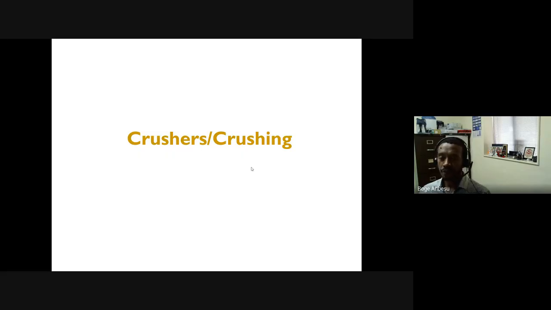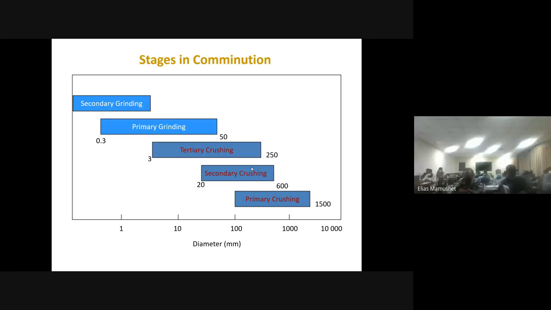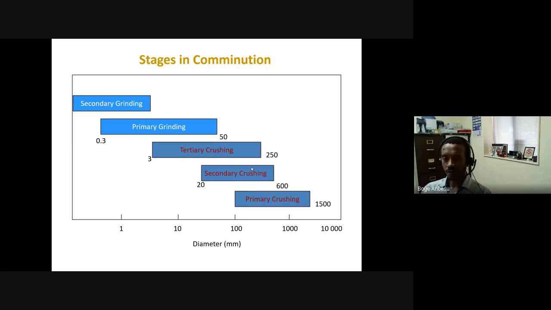I mentioned different crushing or rock breakage mechanisms, and some of these are actually exploited in the crusher designs, as we'll see later. But what are the stages of comminution, or what are we trying to achieve when we do crushing and grinding? So as I was saying, if you look at this diagram, what's shown in the x-axis is the rough diameter of particles for the feed that's coming into the crusher and the product that we're trying to produce from them.